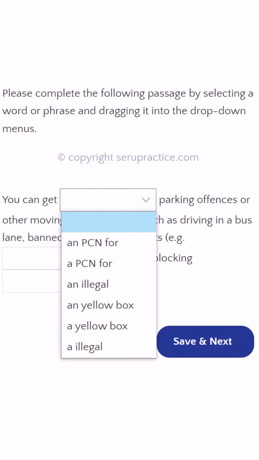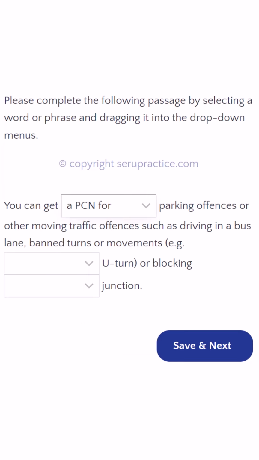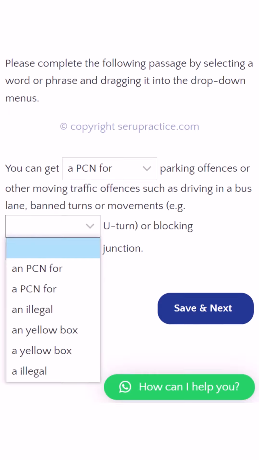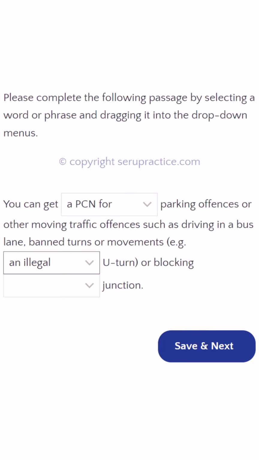So in this case, because the word begins with a P, which isn't a vowel, the correct answer is "a PCN", because we don't need the N, since it doesn't begin with a vowel. How about this next blank? Which of these two is correct? An illegal or a illegal? Remember the rule. If the word begins with a vowel, then we use "an". Looking at the first letter, I is a vowel, therefore we do have to use "an", so the correct answer is "an illegal".